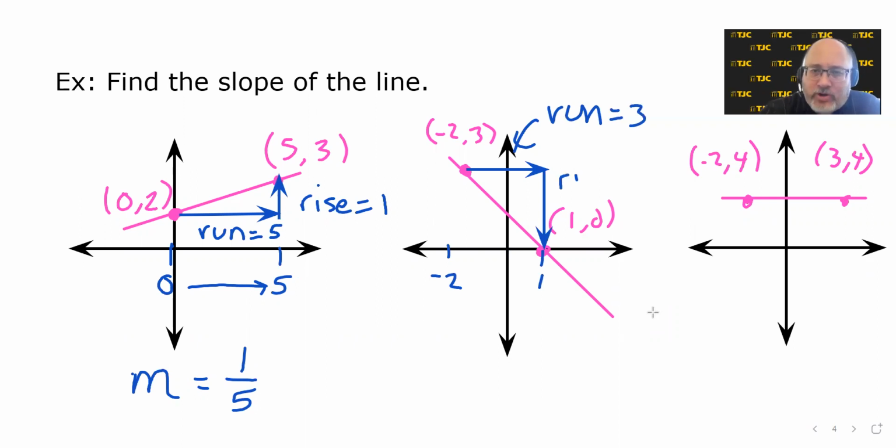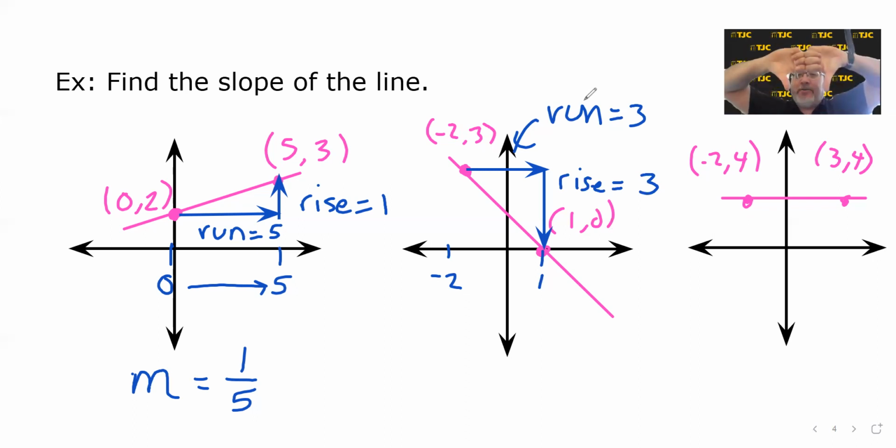Now, the rise is a little bit trickier, because when we say rise 1, we expect to go up 1, but we're going down. What can you say about the rise if we have to go down instead of up? And the answer is the rise should actually be negative. We started at an elevation of 3 and then went down to an elevation of 0. How far down did we go if we went from 3 down to 0? Well, that should be pretty obvious. We went down 3.